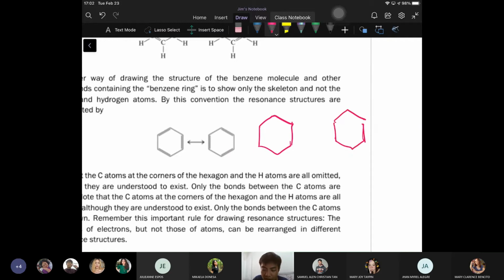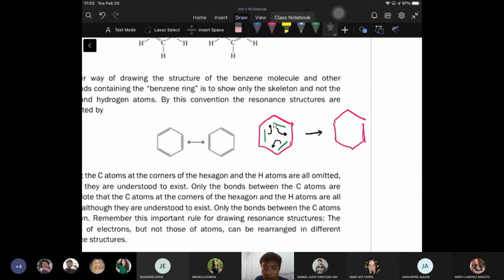So isa siyang hexagon wherein the double bonds are alternating. That means may double bond dito, wala doon, double bond dito, wala doon. So ito yung isang structure for benzene. Another structure is when your double bonds shift one position to the left or to the right. Suppose this double bond moves here. Kapag nag-move yung double bond, all the other double bonds will follow.